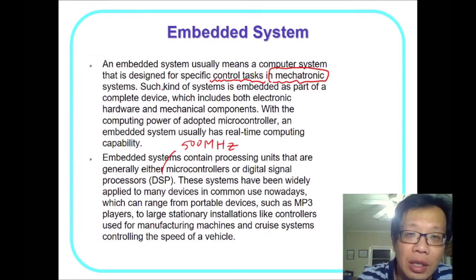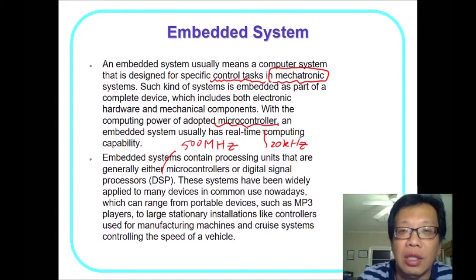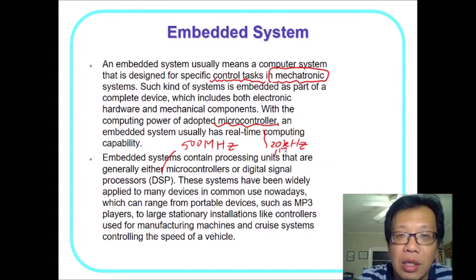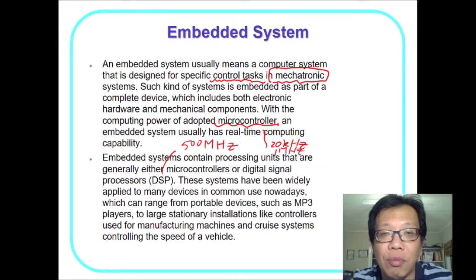When the controller is dealing with maybe 220k hertz or just like 1 megahertz, a DSP can be a much faster device and can do much more things than a microprocessor can do.